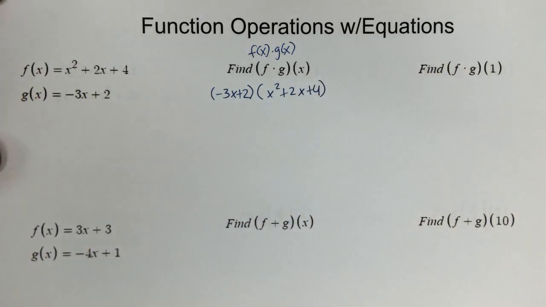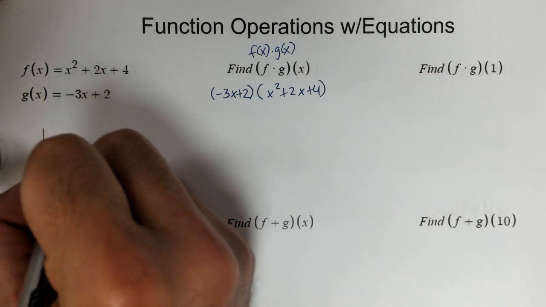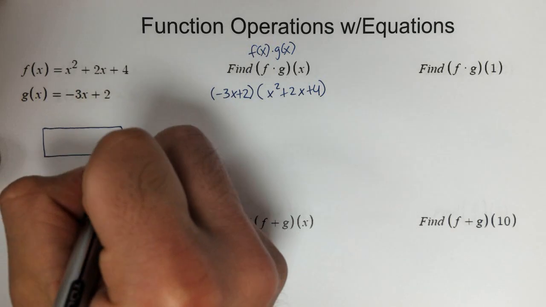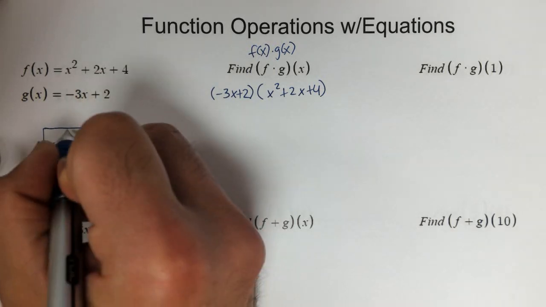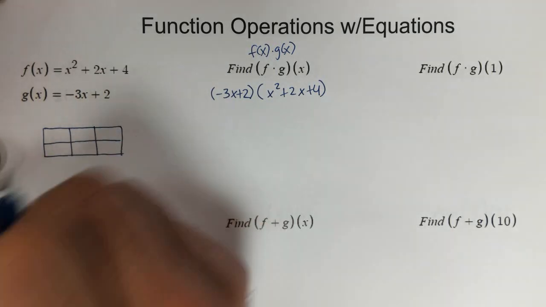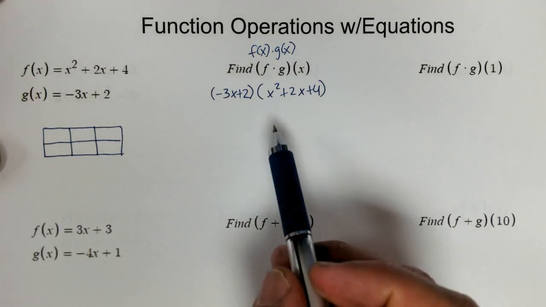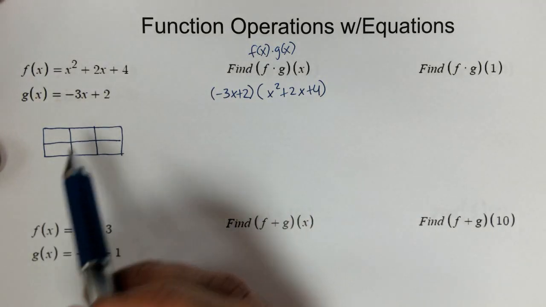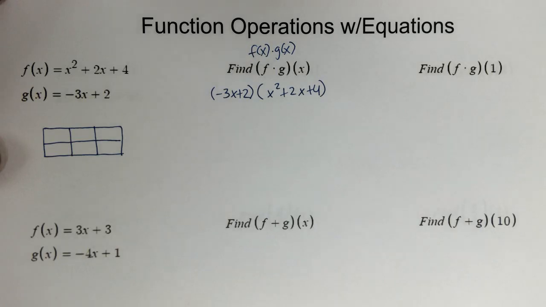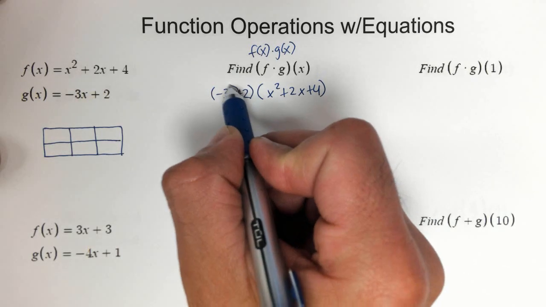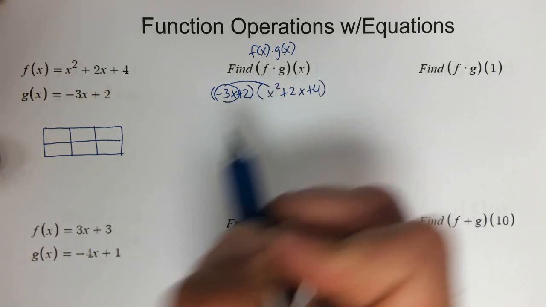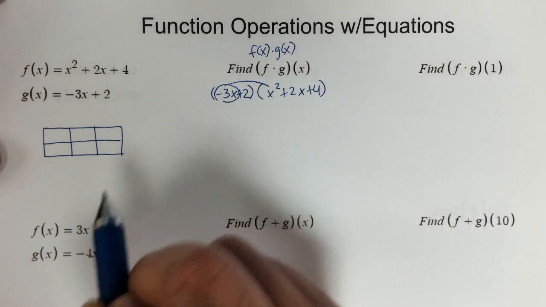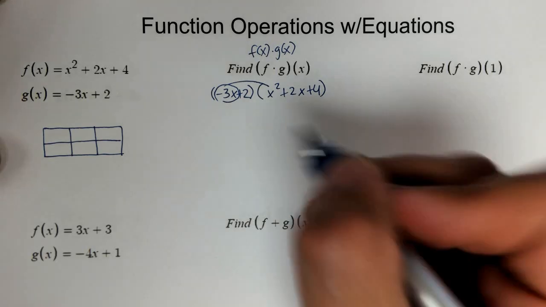We can also multiply these using the box method, which we can talk about here in a minute, depending on what method you prefer, right? I'm going to do FOIL method first, and then I'm going to do box method, maybe something that you remember from Algebra 1, Algebra 2. When I multiply, I'm going to take this first term and multiply it times the first term. Negative 3x times x squared is negative 3x cubed.